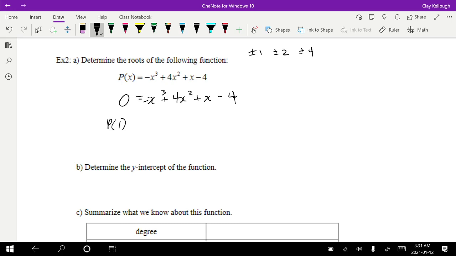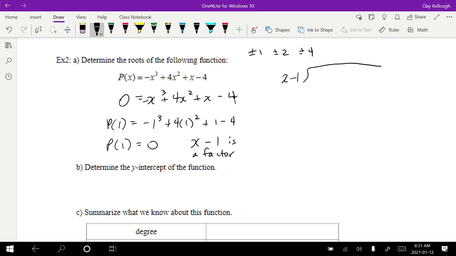So p of 1 is negative 1 cubed plus 4 times 1 squared plus 1 minus 4, and as you can see, that does make 0. So p of 1 is 0. Therefore, x minus 1 is a factor. And if I know that factor, I can find more factors by doing something we did at the very beginning of the course when we reviewed some grade 11 and 12 algebra. We can long divide x minus 1 into here to find the rest of the factors.